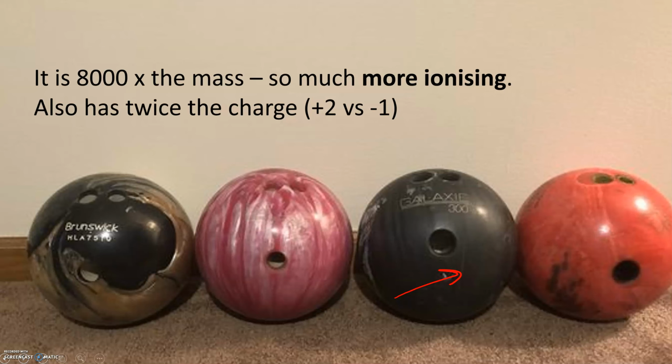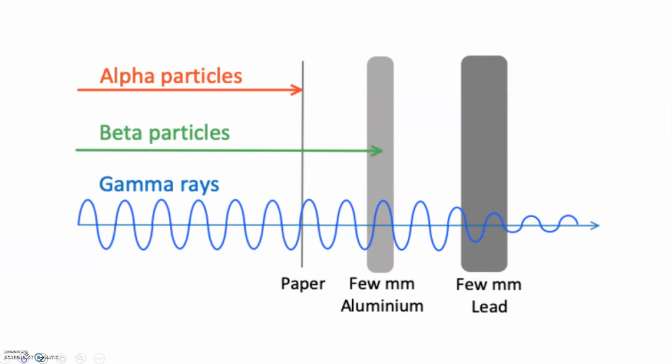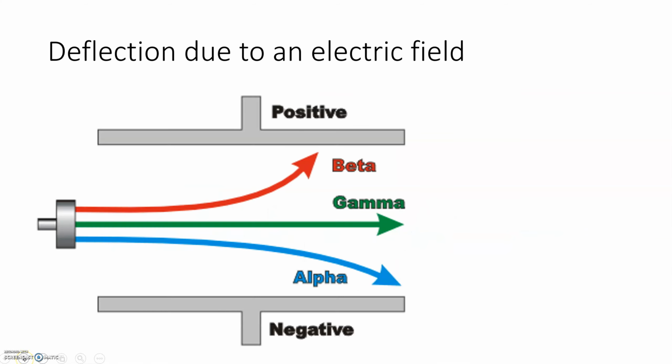It's got a much bigger mass, but it also has twice the charge as well. So when that comes flying towards your cell, it's going to knock some electrons out of the way. This also represents the absorption of alpha, beta, and gamma, which we've talked about. Now, we need to also know the deflection due to an electric field.